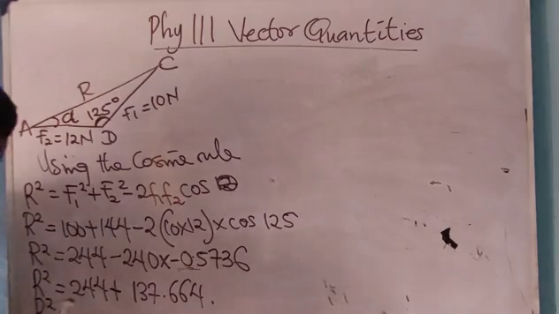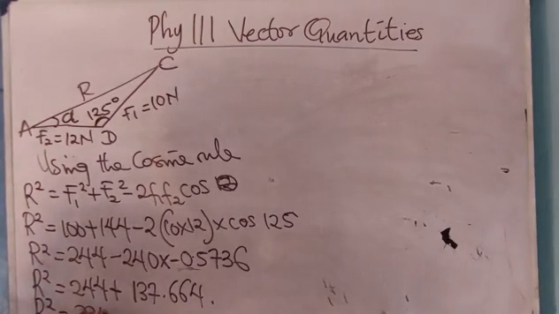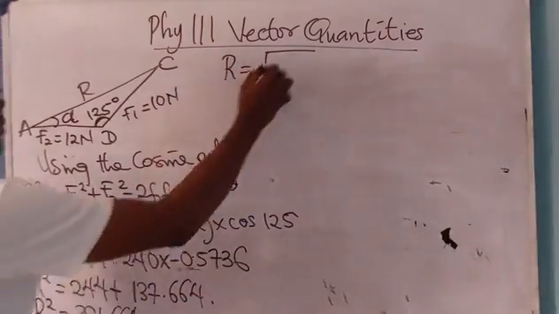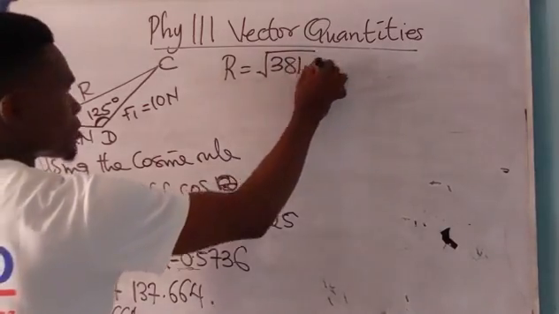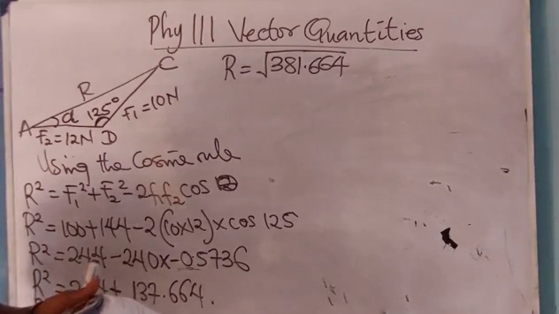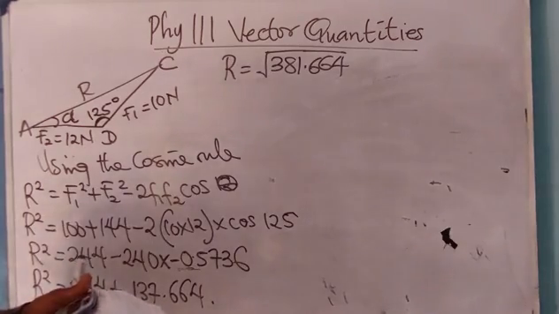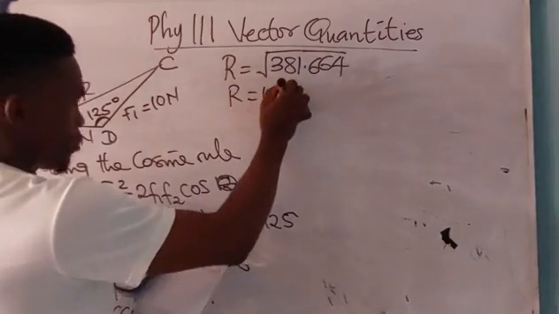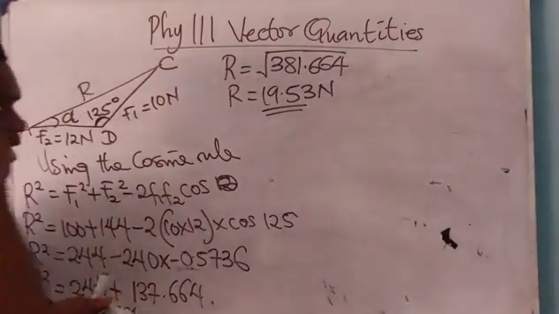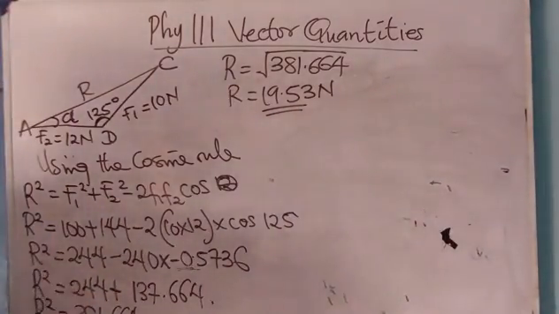So R squared now equals 244 plus 137.664. I have 381.664. All right, so that is not the final answer. You look for the square root. Therefore R equals the square root of 381.664. I have R to be 19.53 Newton. This one is the cosine rule.